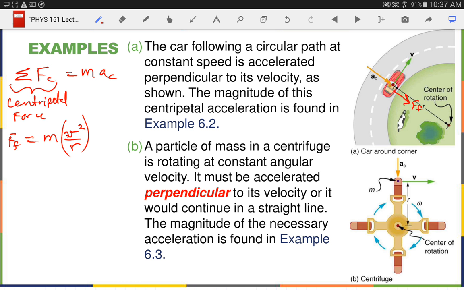Okay, its speed is increasing as well as its direction changing. So the speed increasing requires an acceleration in the direction of motion. We call such an acceleration a tangential acceleration.